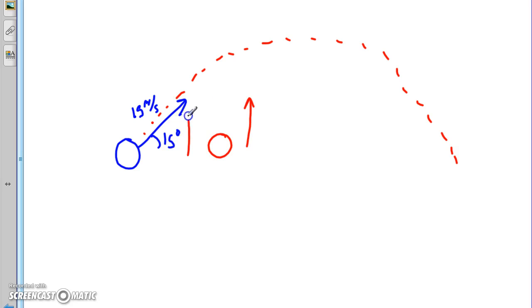This is going to be our vertical component of the velocity. So real quick, Vy is equal to V times the sine of the angle. If this is 15 degrees, then this component is 15 times the sine of 15. If I plug that into my calculator, it's about 3.88, so let's call it 3.9 meters per second. So there's one ball that goes up at 3.9 meters per second.